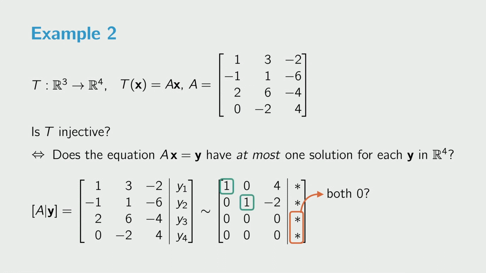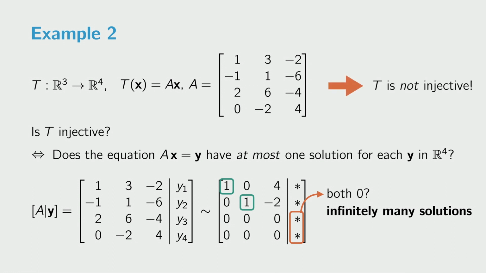Since matrix A has only two pivot positions, there is a pivot-free column. That means that the equation has a free variable, and hence that there are infinitely many solutions. So there are choices of y possible for which the equation Ax equal to y has more than one solution. We conclude that T is not injective.